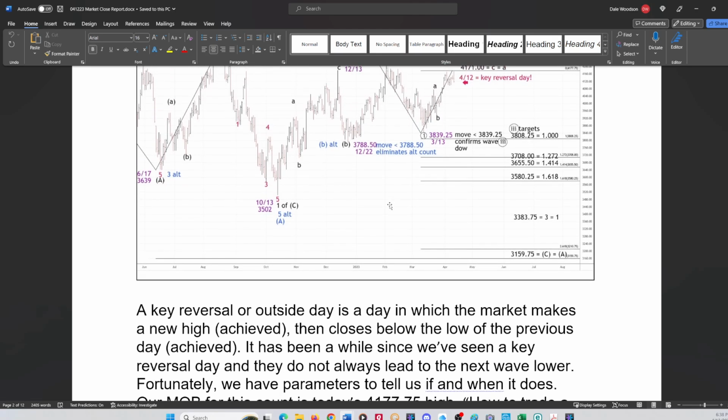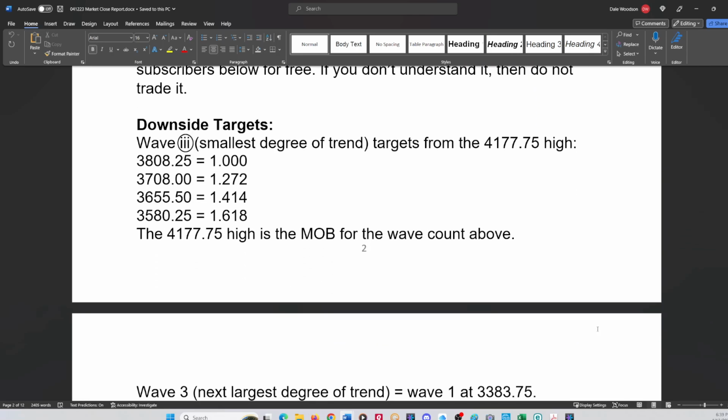A key reversal day is a day in which the market moves to a new high, and then closes below the previous day's low. Okay, so that happened today, and I haven't seen one, I want to say, in a few years. They don't always indicate a reversal, but it's a very bearish sign, and most of the time it does. Okay, and we can show you here.